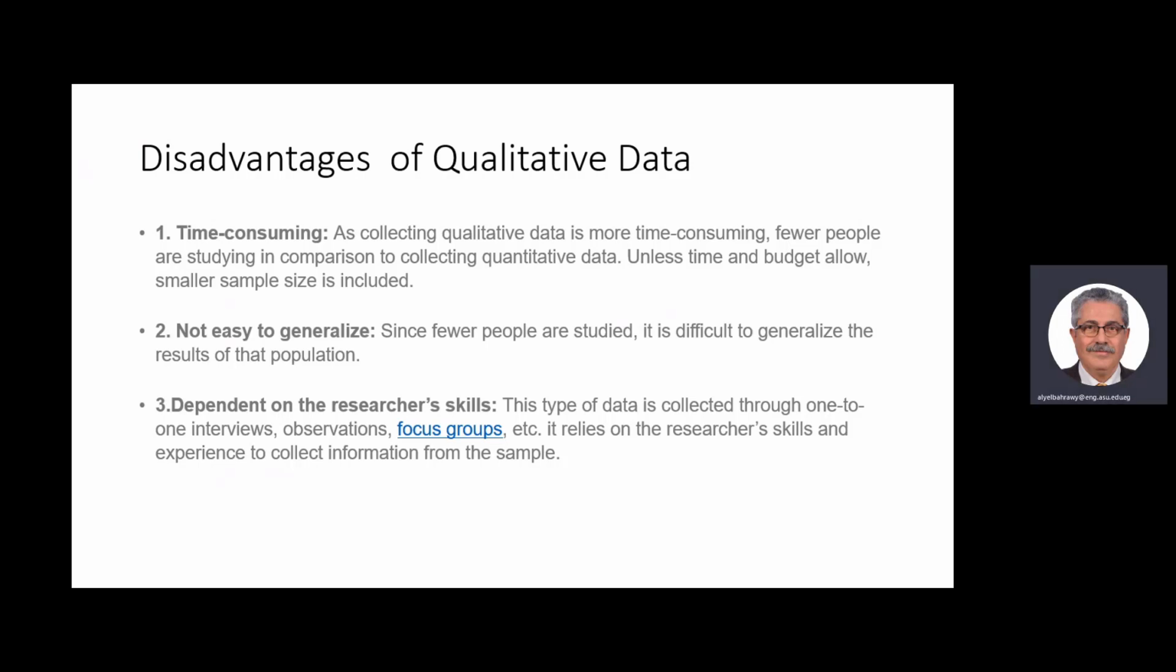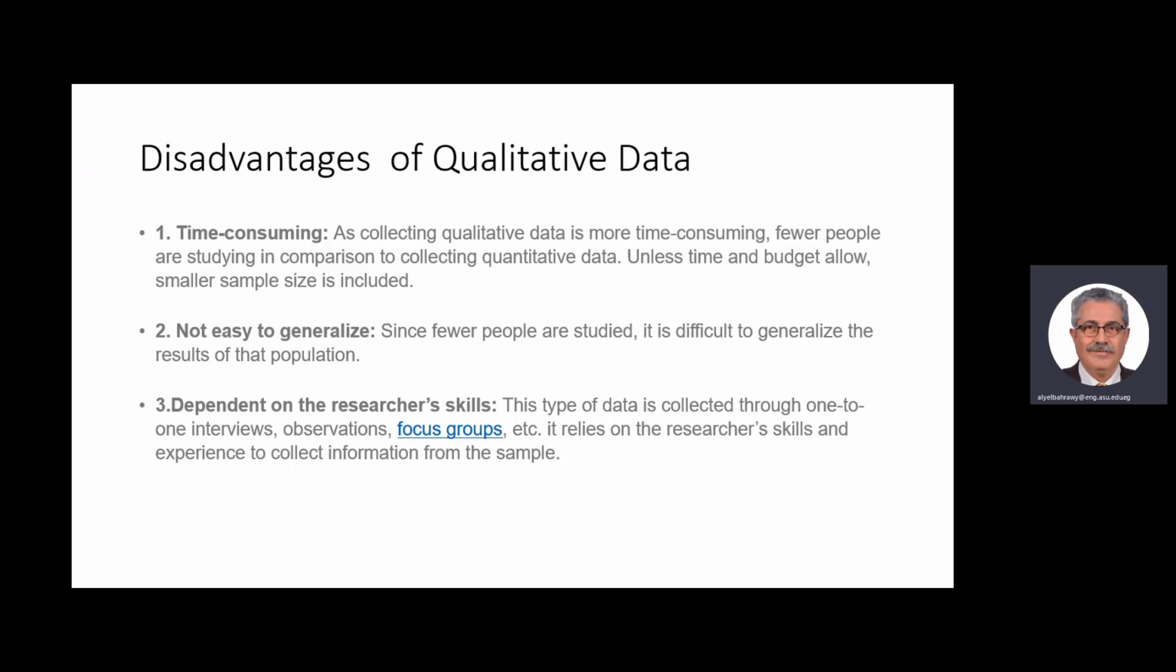Qualitative data is more time-consuming. Fewer people are studied in comparison to collecting quantitative data. Unless time and budget allow, a smaller sample size is included. It is not easy to generalize. Since fewer people are studied, it is difficult to generalize the results to that population.